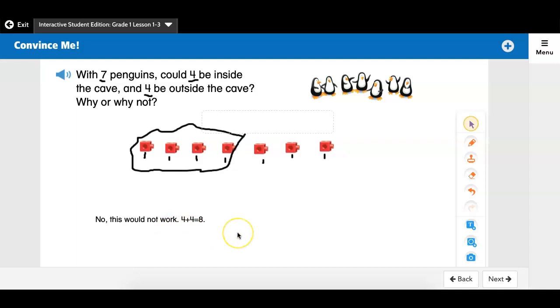And Mrs. Collier just used her typing skill because it's just a little bit hard for her to write with her finger with the mouse. So you could say, no, 4 plus 4 equals 8, so this would not work. Or if you want to say what Mrs. Collier said, that is okay too.